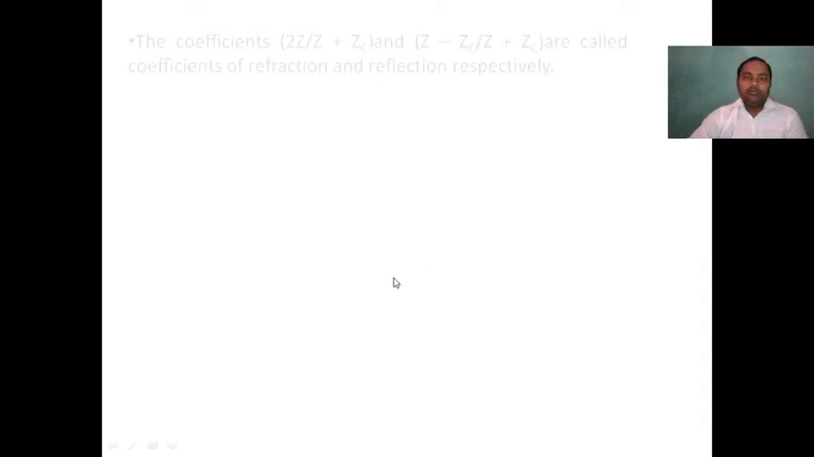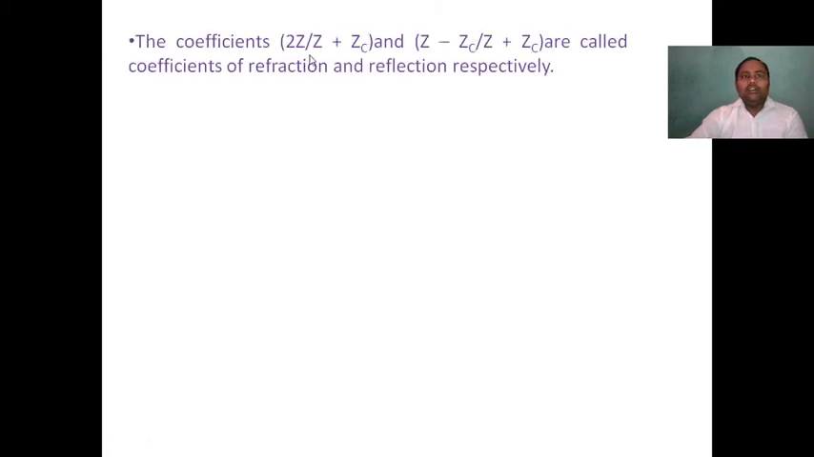The coefficients 2Z by Z plus ZC and Z minus ZC by Z plus ZC are called the coefficient of refraction and reflection respectively. Z minus ZC by Z plus ZC is the reflection coefficient. ZC is the surge impedance, and Z is the line impedance. In a similar manner, the refraction coefficient is 2Z by Z plus ZC.